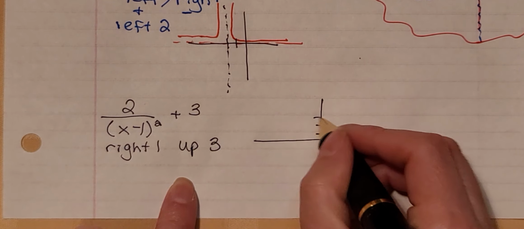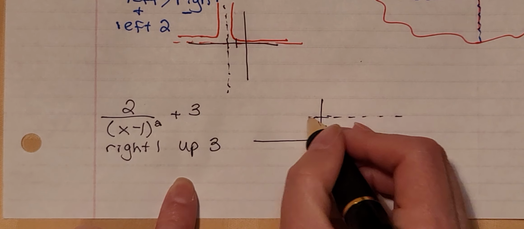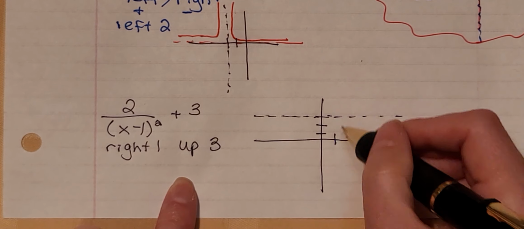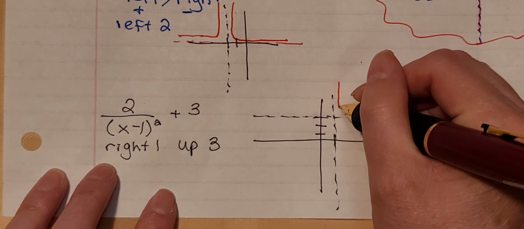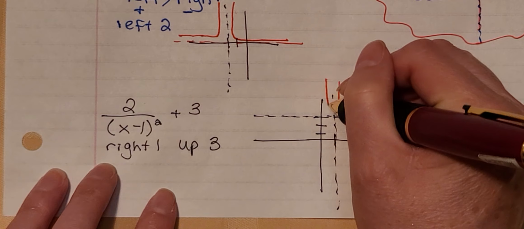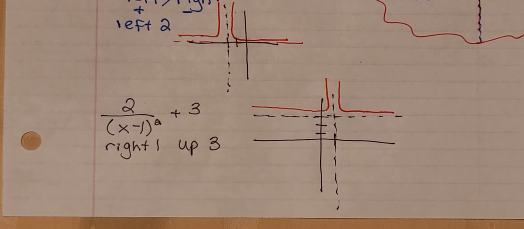Okay, so we're going to go up 3. You're going to draw your dotted line going up 3. You go right 1, draw your dotted line going right 1. And then you just draw it this way. Okay.